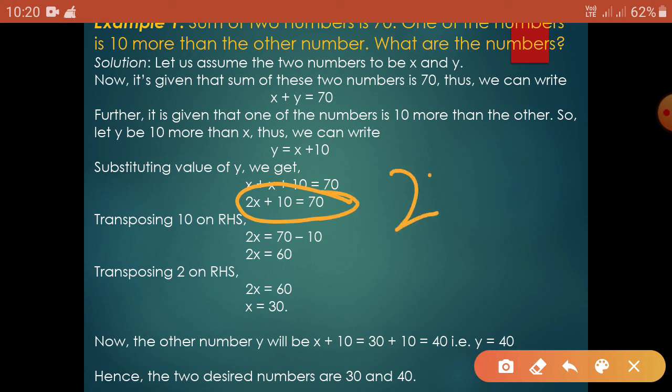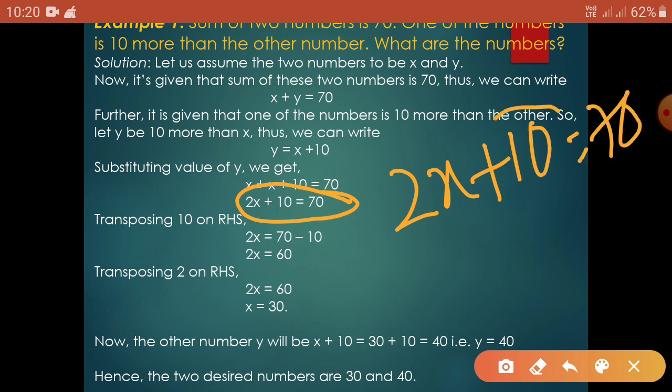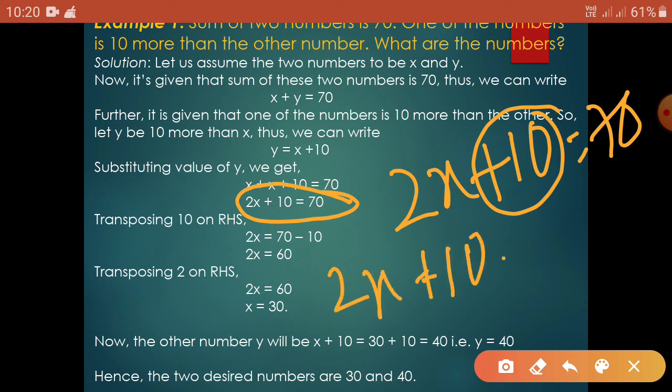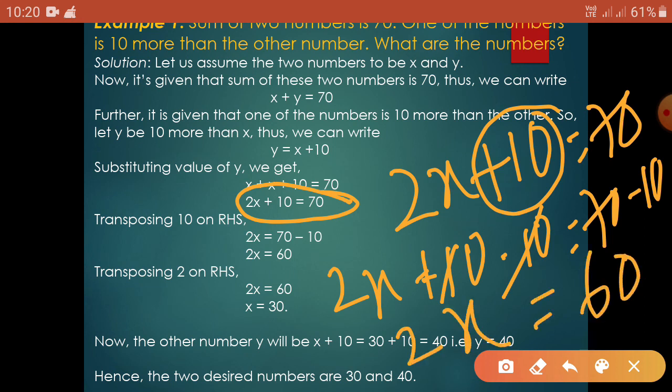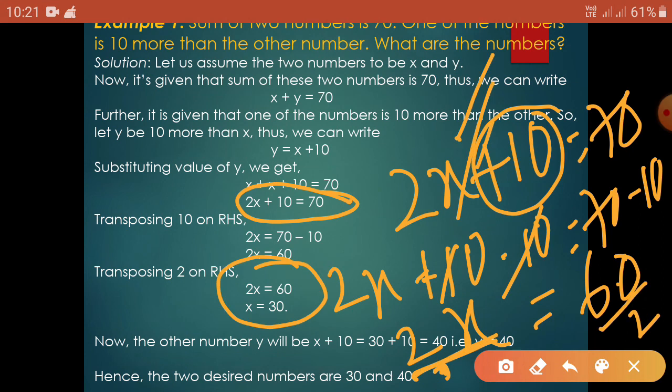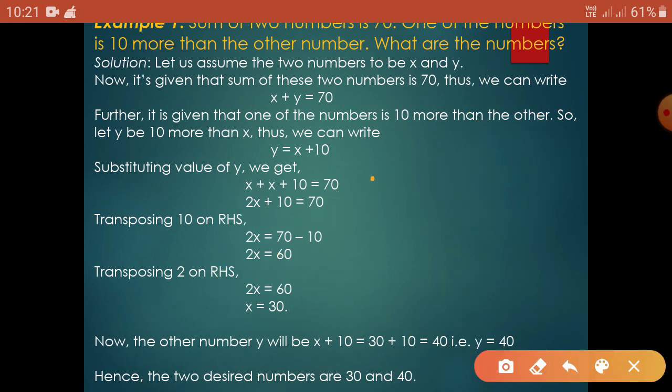Now we have the equation 2x plus 10 equal to 70, so we have to balance this 10. So we have to subtract 10 on both sides. So it gives us 2x plus 10 minus 10, and on the right side 70 minus 10. So it gives us 2x equal to 60. Now again we have to balance both sides, so we divide by 2 on both sides. So x is equal to 30.